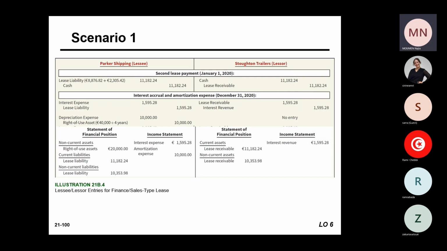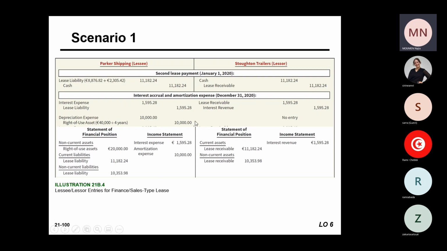For the second payment, there is no special treatment. You have to debit the lease liability for the entire 11,182 and credit cash. For the lessor, it should debit cash and credit lease receivable. Again, the same process will be repeated for recognizing interest expense and depreciation expense, and also for recognizing any interest revenue.